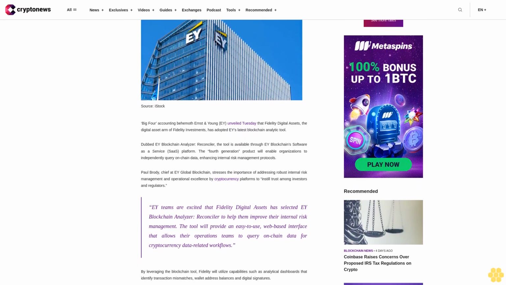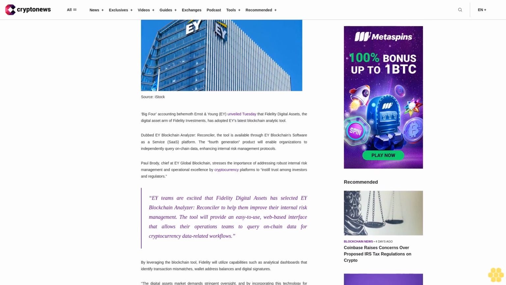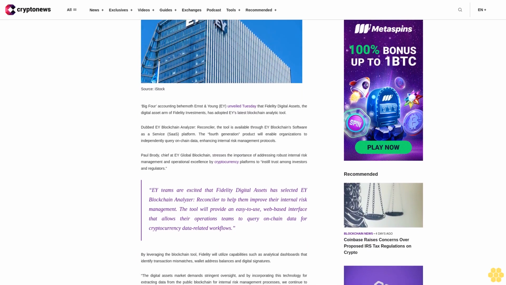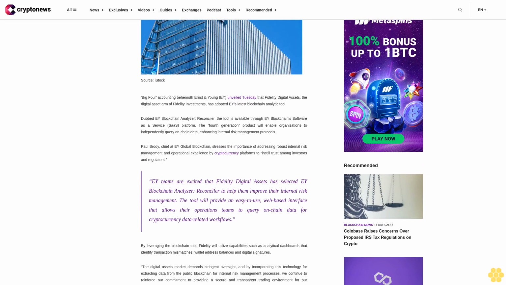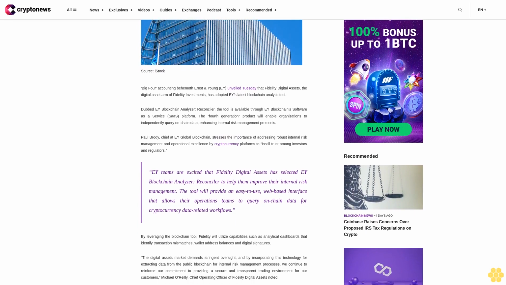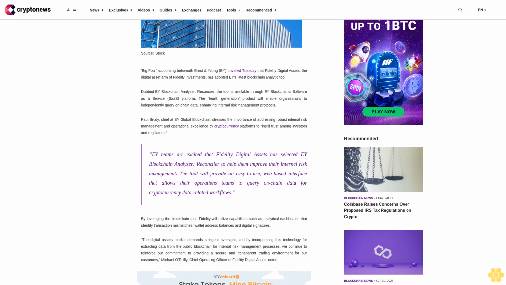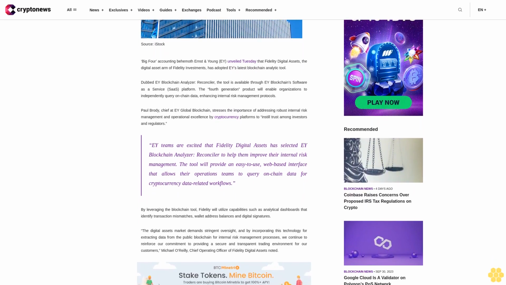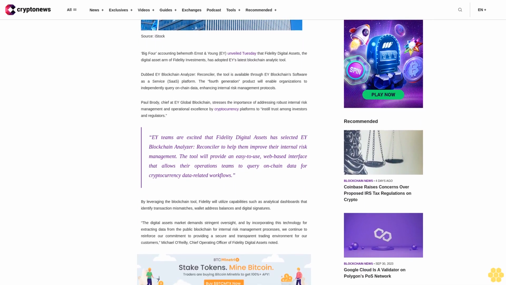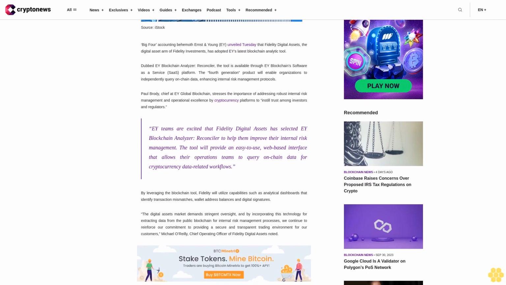The fourth-generation product will enable organizations to independently query on-chain data, enhancing internal risk management protocols. Paul Brody, chief at EY Global Blockchain, stresses the importance of addressing robust internal risk management and operational excellence by cryptocurrency platforms to instill trust among investors and regulators.